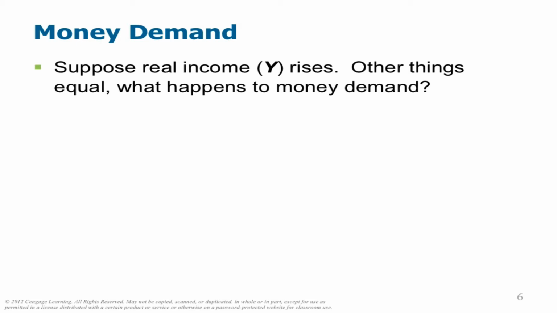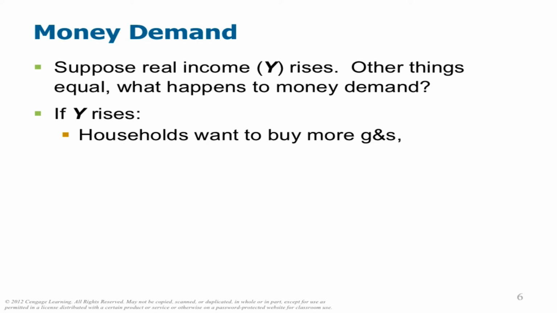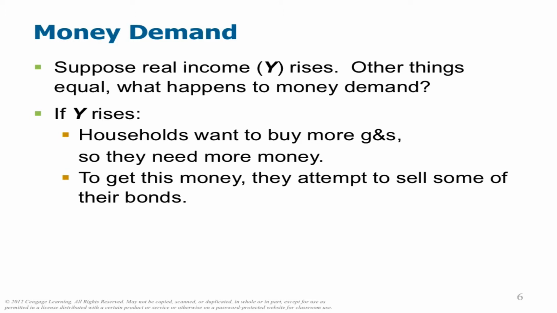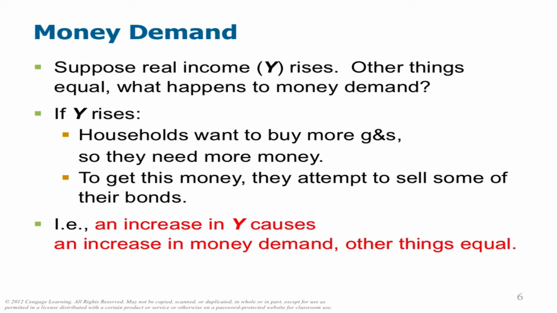Excellent. If you win the lottery, you're telling me you're not going to go buy whatever you want? Tax returns come out. Want to buy more goods and services? In order to do that, you need more money. To get the money, what do you do? You go sell some of your bonds. So, an increase in Y results in an increase in money demand.